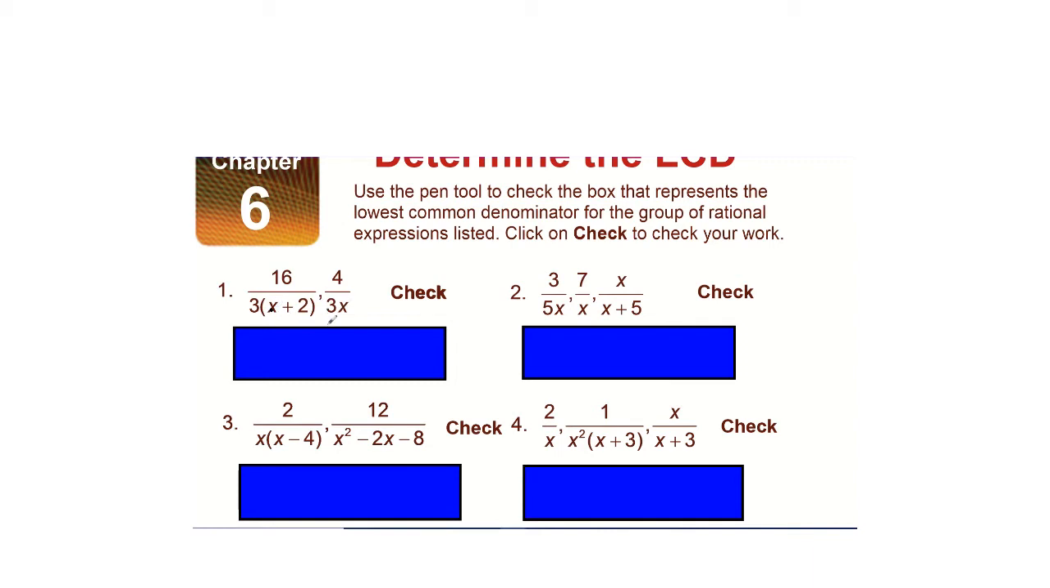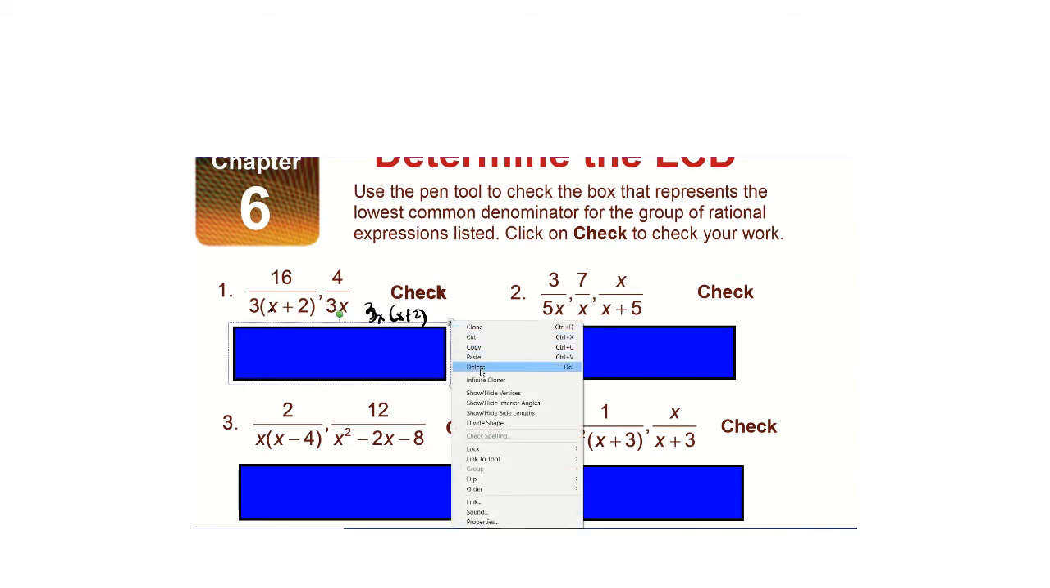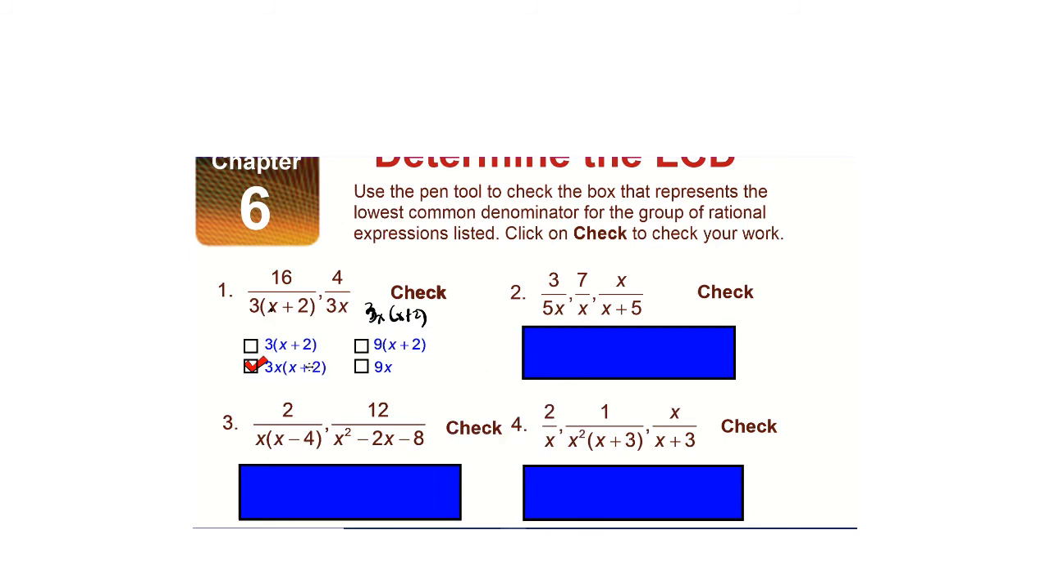So if I'm looking at these, I'm going to need a 3 and a 3, so we're going to need 3. I'm going to need an x as a factor because there's an x over here, and I'm going to need an x plus 2 to cover that binomial. So my least common denominator would be 3x multiplied by x plus 2 if I had those two fractions added or subtracted. See how we did? Now these are typically multiple choice, but I didn't want you to see the right answer. I couldn't get rid of the check mark, so this would be your right answer down here.